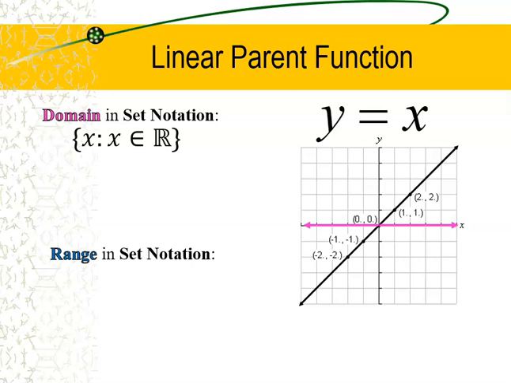The range are your y values. As you'll notice, these y values go down forever and go up forever. So the line has a range of all real numbers. So you would write {y : y ∈ ℝ}, and this fancy R here is just a symbol that we use for real numbers.